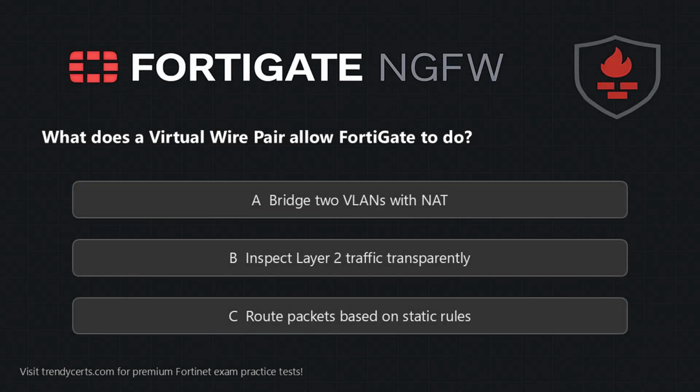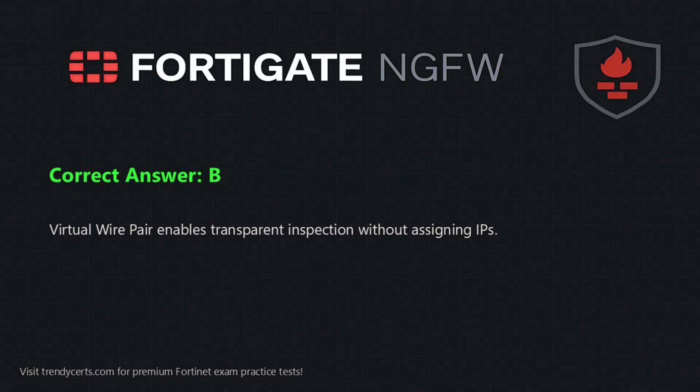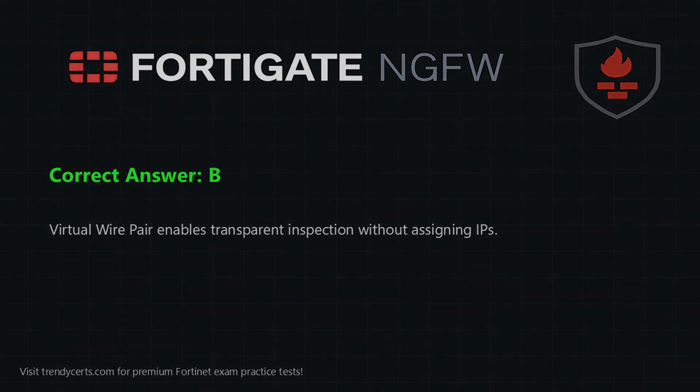What does a virtual wire pair allow FortiGate to do? Option A, bridge two VLANs with NAT. Option B, inspect layer 2 traffic transparently. Option C, route packets based on static rules. The correct answer is option B. Inspect layer 2 traffic transparently. Virtual wire pair lets FortiGate inspect traffic between two interfaces without assigning IP addresses. It's ideal for inline security deployments.